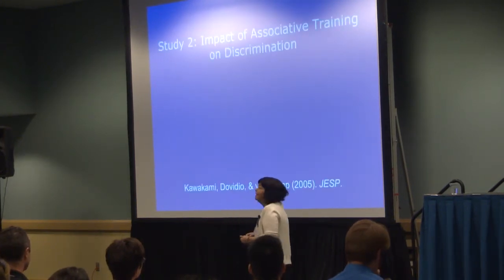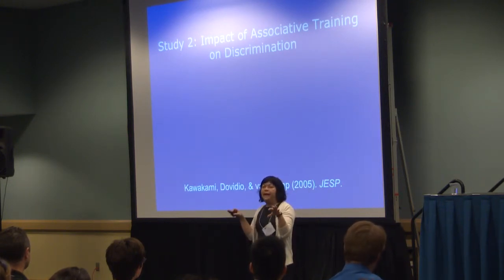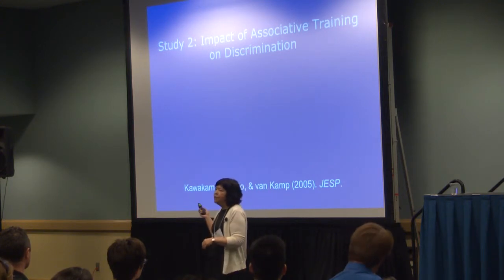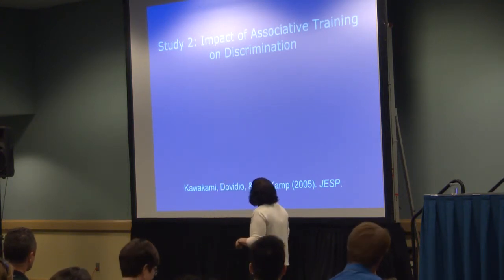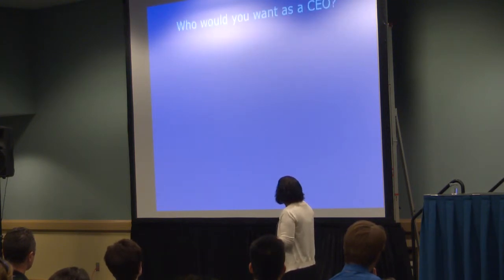What we wanted to look at in the second study was whether these types of training effects can actually reduce discrimination. In a more controlled context, can they actually have an impact? And so we looked at the impact of automatic stereotype association training on job hires.